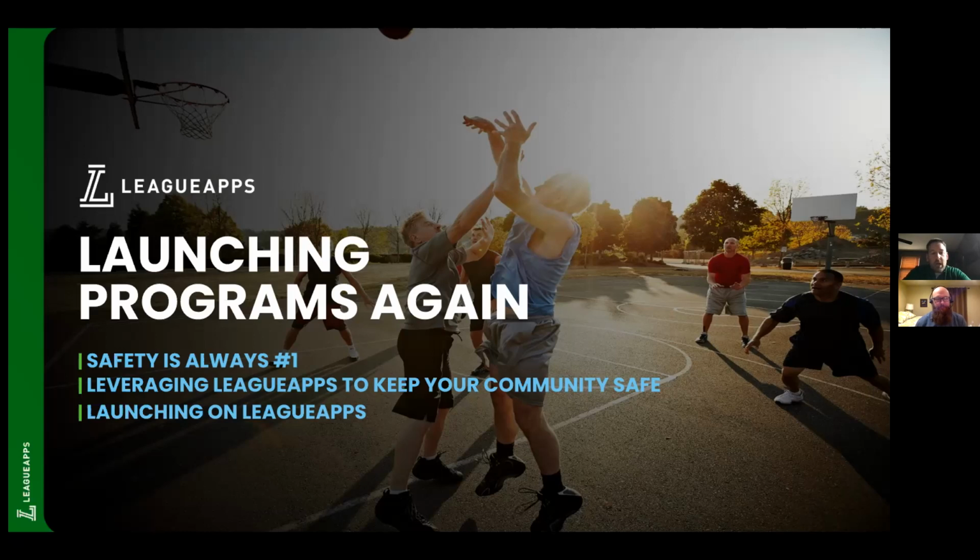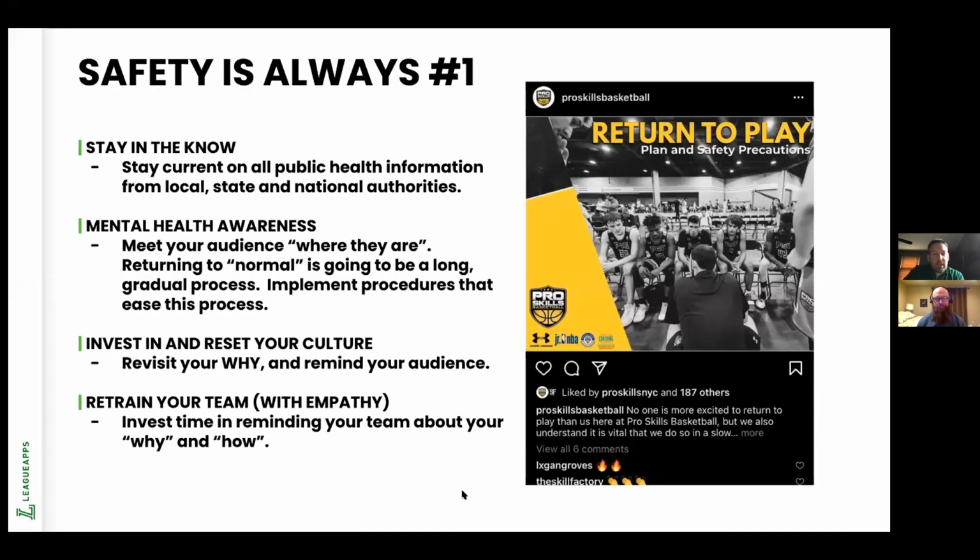Secondly, we're going to talk about how to leverage League Apps to keep your community safe. There are specific tools and specific things in which you can leverage within the platform itself that will help you accomplish that goal. We're going to touch on a few of those. And lastly, we're going to talk about the literal launching of programs on League Apps, simply as a refresher, a reminder, how to get your programs created and relaunched on League Apps so that you can take registrations from your members.